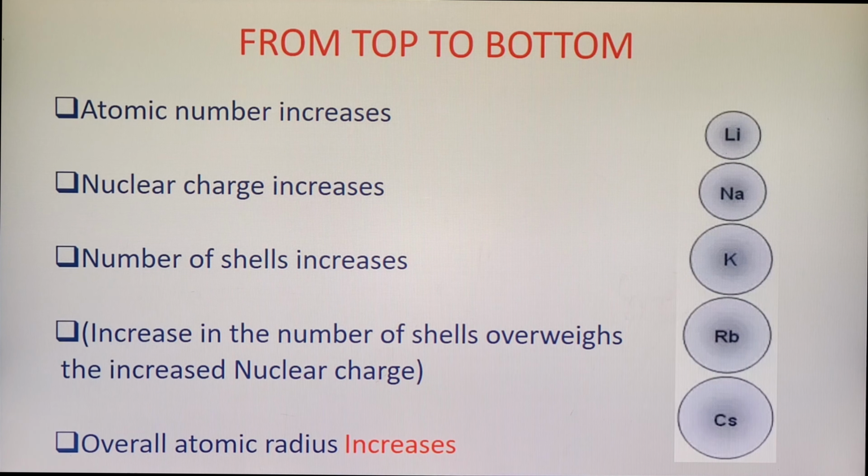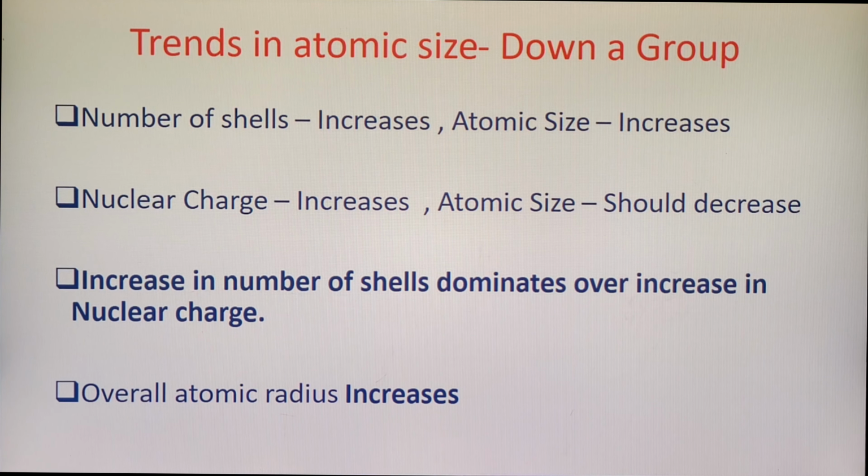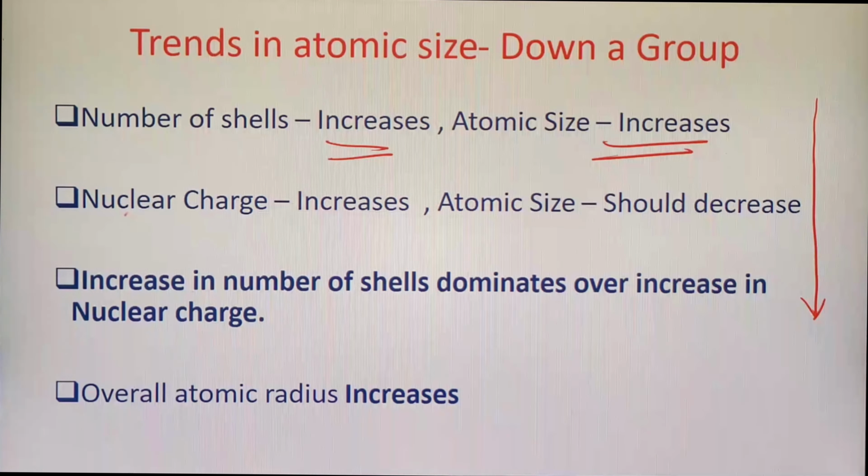Okay. I am once again telling this, when we go down a group, what happens to the number of shells? We know the number of shells will increase. And if the number of shells increases, the atomic size will definitely increase. Okay, what's the next factor? The next factor is nuclear charge. Who gives us the nuclear charge, children? Atomic number gives us the nuclear charge.